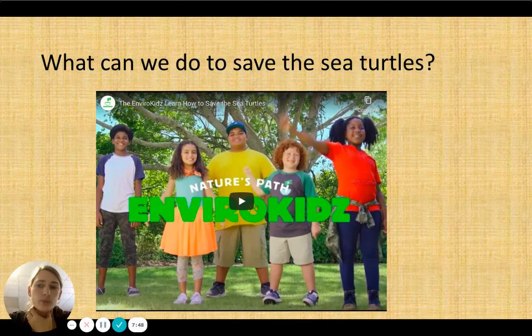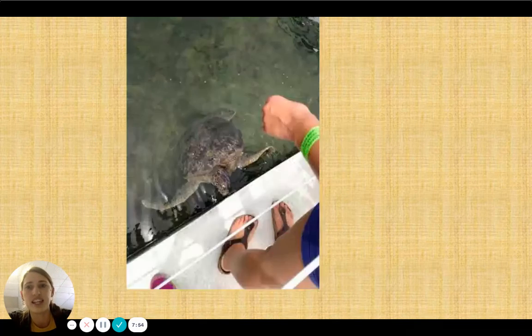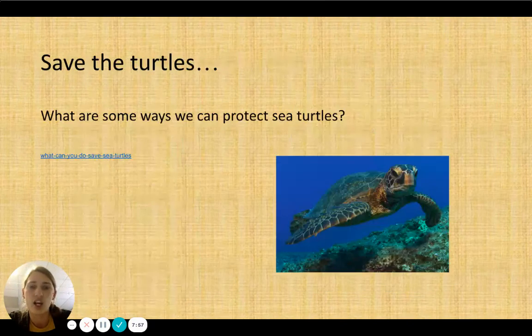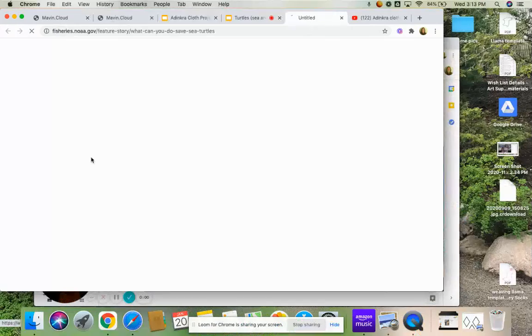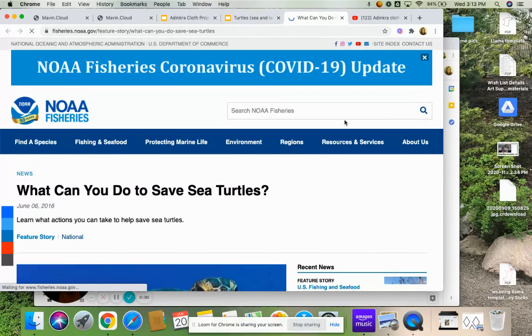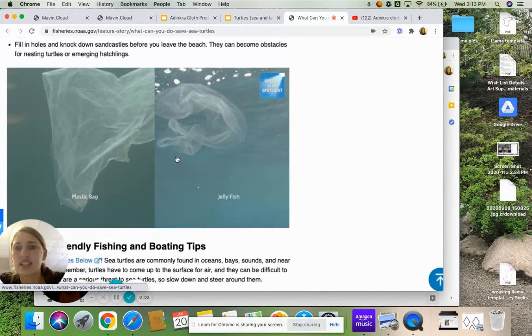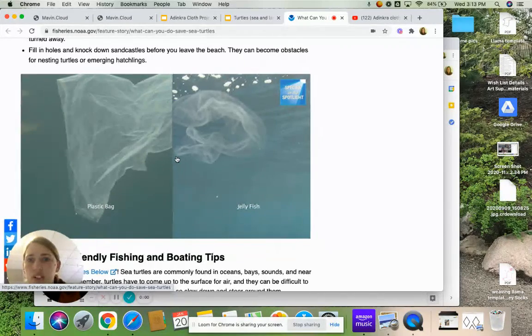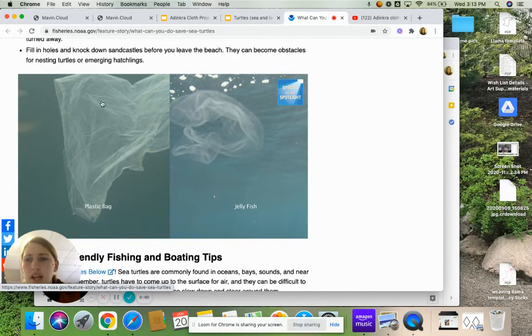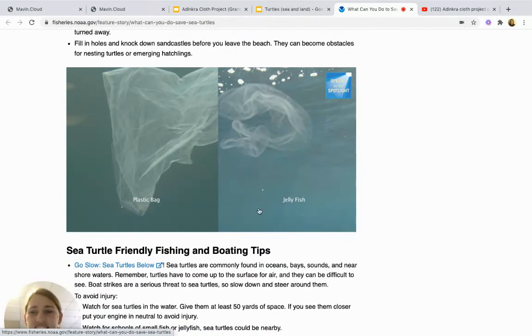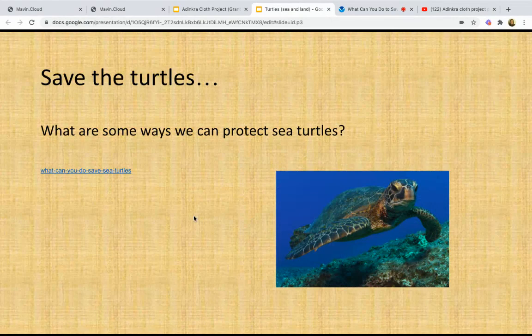All right, so I'm going to link this video on your Maven card for you guys so that you can see that. And then I'm going to quickly click on this link so that I can show you guys that interesting picture of a plastic bag and a jellyfish. So on the left, you can see it labeled. This is what a plastic bag looks like floating in the ocean. This is what a jellyfish looks like floating in the ocean. You can see how a turtle would get confused, right? That looks super similar to me. And it probably does to you guys too.